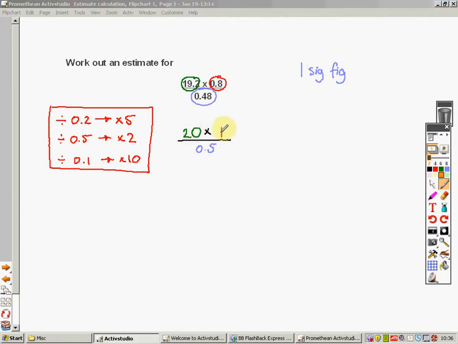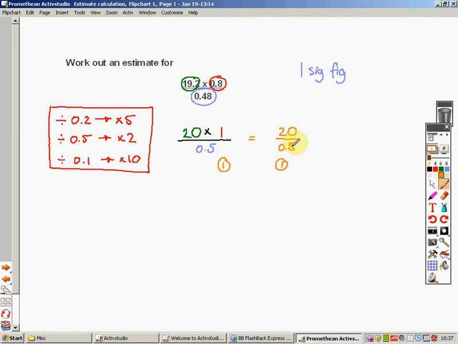So 20 times 1 is 20, divided by 0.5. This is a slightly simple example because we've got the 1 there. But in terms of a mark scheme, rounding each of those correctly has got you 1 mark. Getting to this stage has got you the second mark. We've now got to do 20 divided by 0.5.